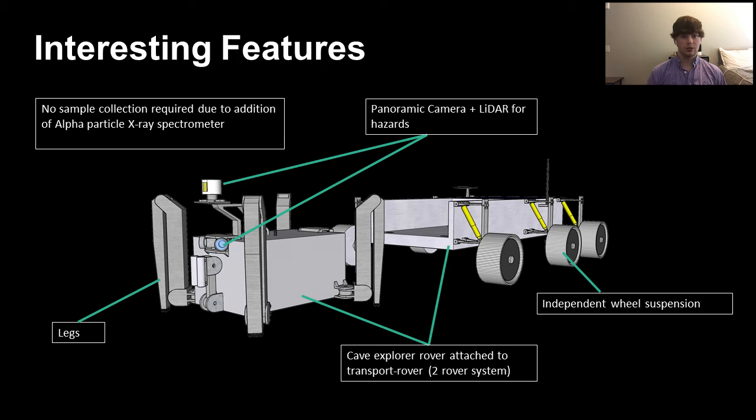Interesting features in the rover include the spectrometer chosen from our second trade study, the alpha proton X-ray spectrometer, which allows for mineral analyzation with no sample collection required. Panoramic cameras combined with LiDAR will allow for navigation across the lunar surface, mapping surfaces as the rover moves. The transportation platform and Cave Explorer system is also particular to this study, in which the transportation is independent wheel suspension to accommodate for its wider base, and the Cave Explorer has the recognizable legs, another feature that is particular to this project.